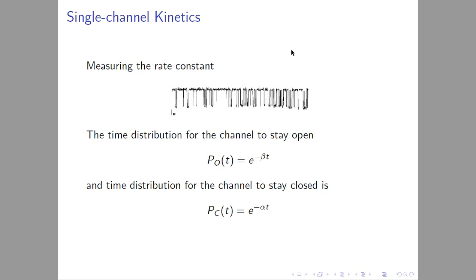Okay, so if we do an experiment, how can we get this rate constant? Here we can get this. These are the closed and open states. We do the measurement, we get this type of value, and when we do the probability analysis, the time distribution analysis, P open of t equals exponential minus beta t, and closed P close of t equals exponential minus alpha t.